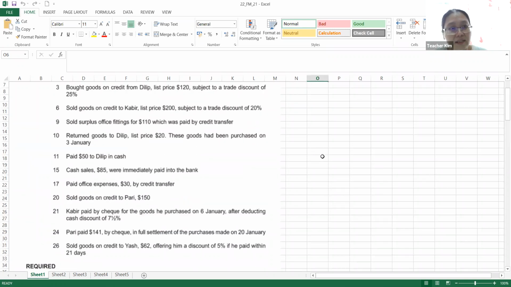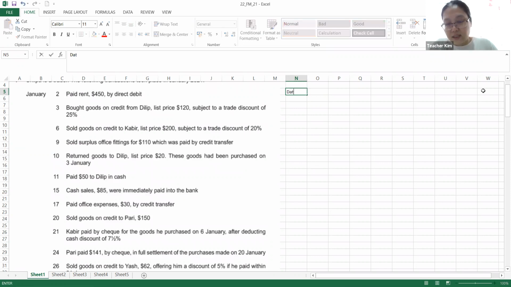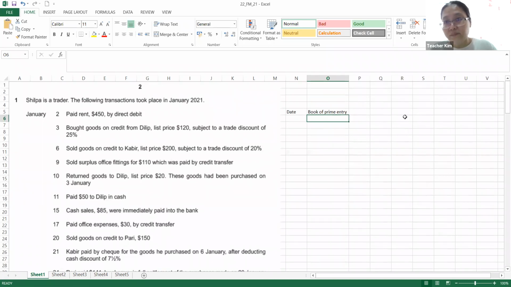Okay, let's see what is the information that we have. So they want the transaction, we put in all the transactions and refer back to what book that we need to be used. Okay. So this is the date. And then book, we identify all the books first. Book of prime entry, we have 7 books.